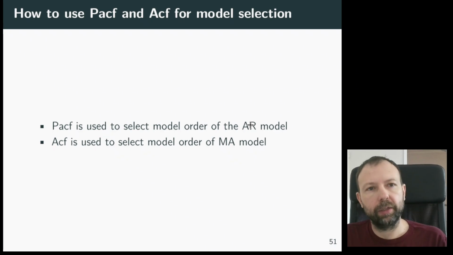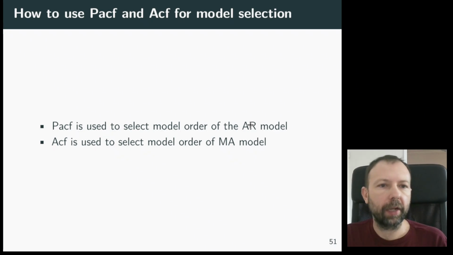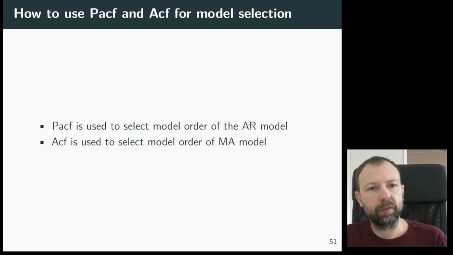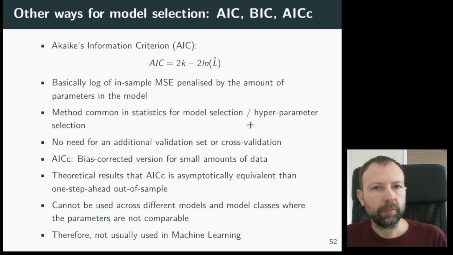So how do we use PACF and ACF for model selection? PACF is usually used to select the order of an AR model, and ACF is used to select the order of an MA model. And then other ways for model selection, maybe a bit more automatic, is AIC, Akaike Information Criterion, which is defined as shown here.